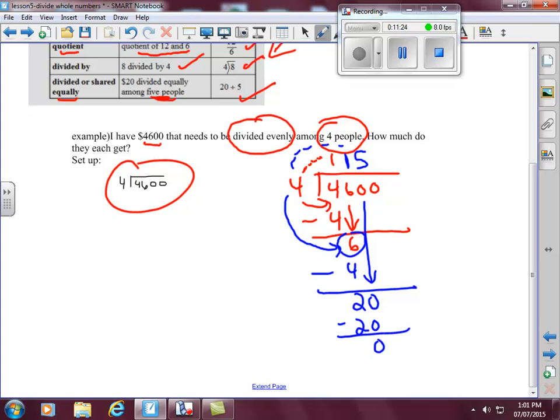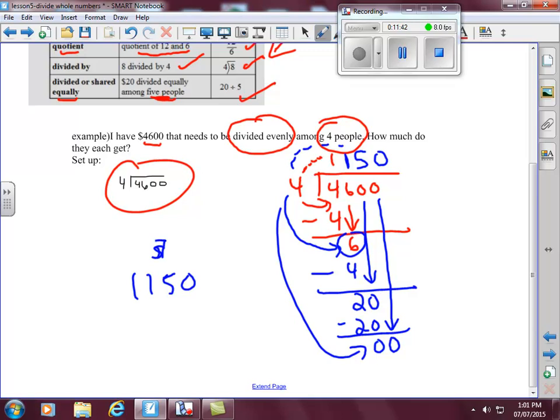No remainder, but bring down the last guy. You've got to keep going. Bring down the last digit. You have to perform that last one. 4 goes into 0. Another way of saying that, it means 0 divided by 4 is 0. So voila, 1,150. They would each get 1,150 bucks.